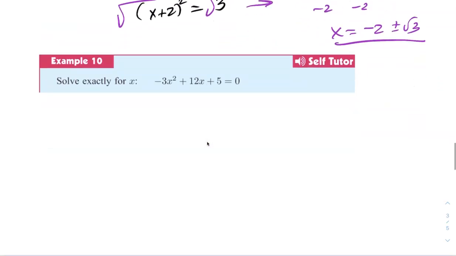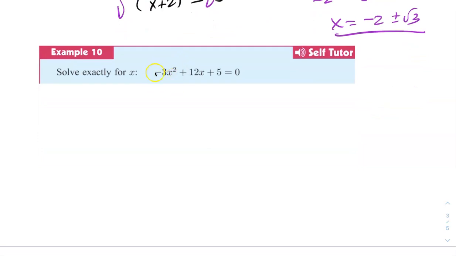Now let's go a little more advanced. The advanced one has a number in front of the x squared, so it's a little different. Step 1 is still the same. We're going to isolate ax squared plus bx. So I'm going to get rid of this 5 and move it to the other side. So negative 3x squared plus 12x equals negative 5.